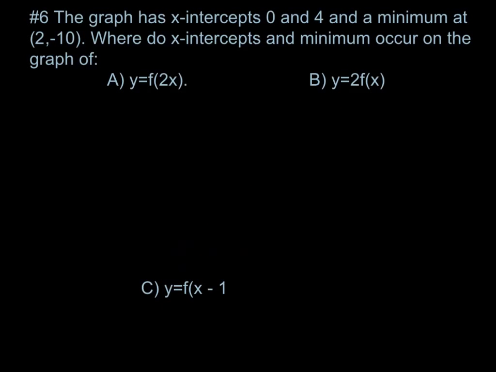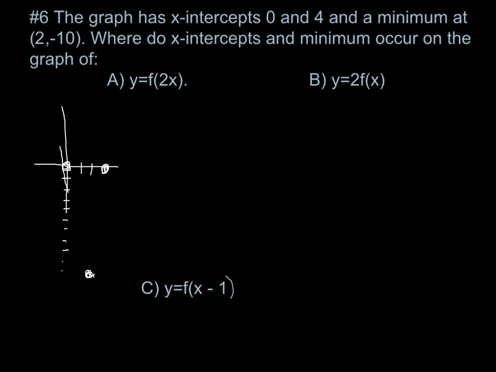What I've given you here are some shifts. Notice here I forgot my parentheses. So let's sketch the original graph real quick over here. A zero at 0 and a zero at 4, and a minimum at 2, negative 10. That's right, 2 and down 10. 2, 3, 4, 5, 6, 7, 8, 9, 10.